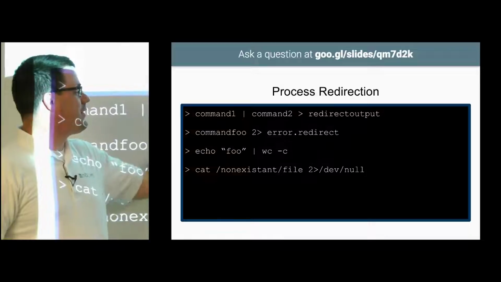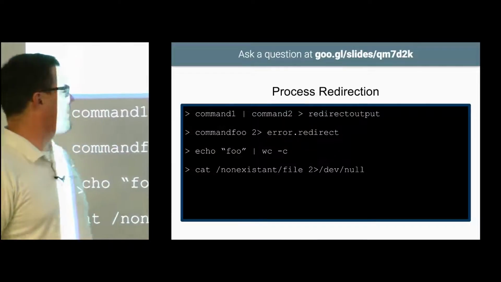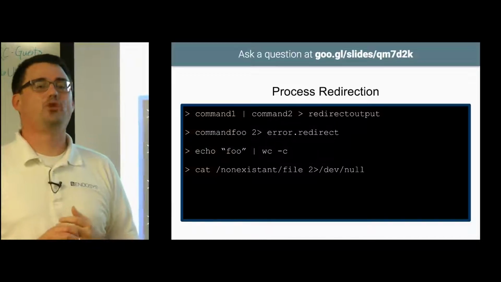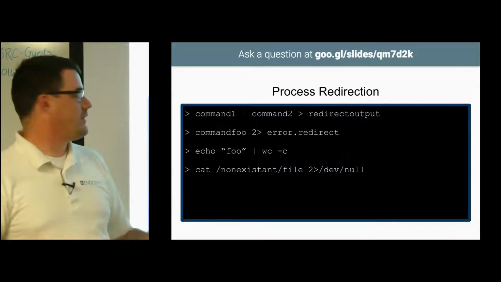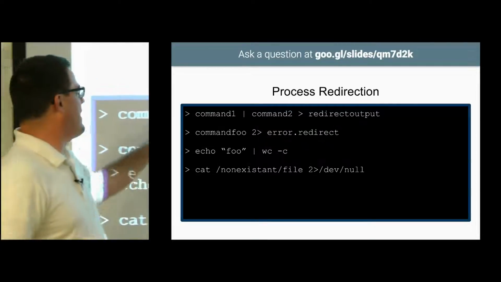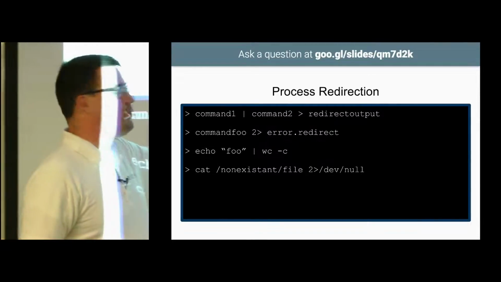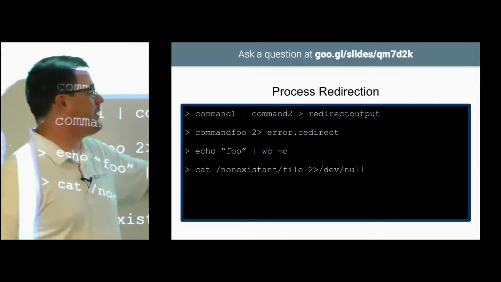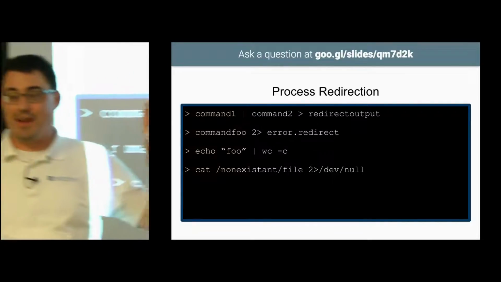Then we have the greater than, right? This is what's called a redirector. So this is process piping, and this is a redirector. Basically, instead of spitting out the output of this command into your terminal, it's redirecting that output into a file named redirected output.